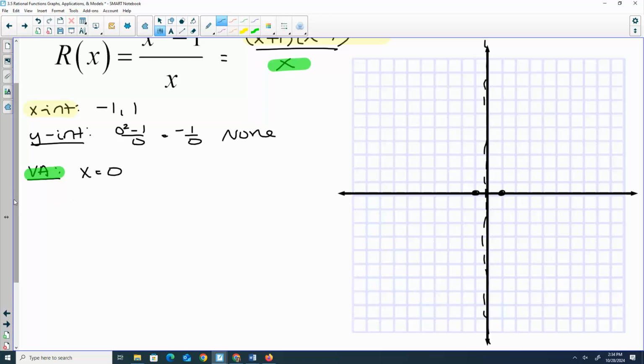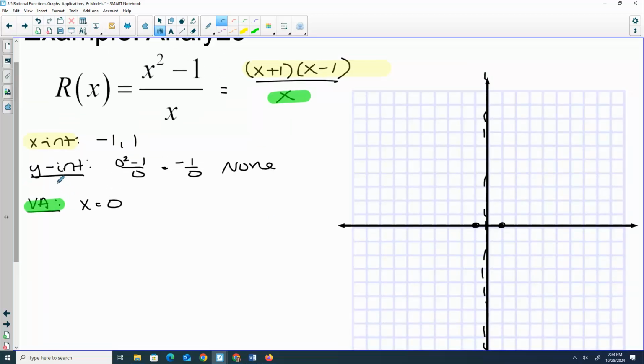Now we have to decide if it's horizontal or oblique. So we talked about, think about if you divide it. Can you do x squared divided by x? Yes. What's this one going to be? You multiply x times x is x squared. Then what do we do with that? Subtract it. Those cancel, and all we have is a -1. Can you do -1 divided by x? No. Remember, we ignore the remainder.